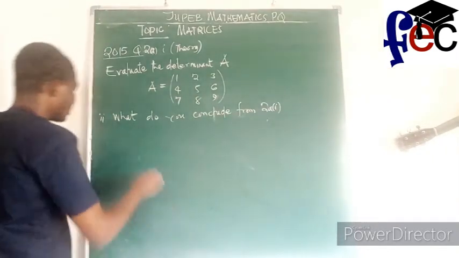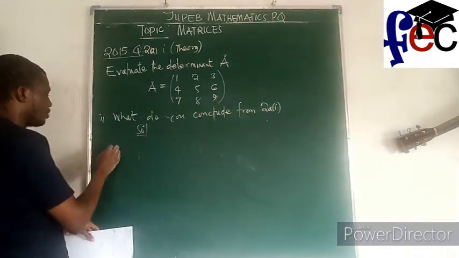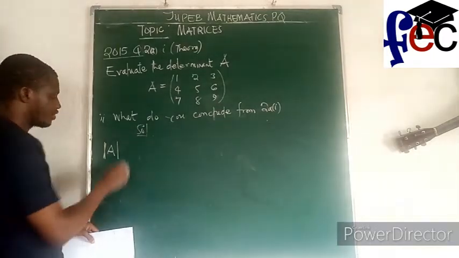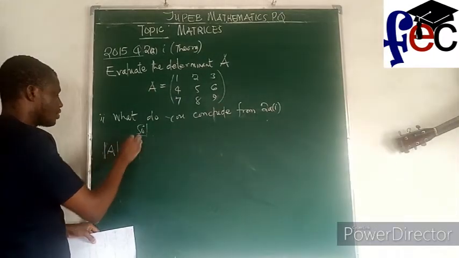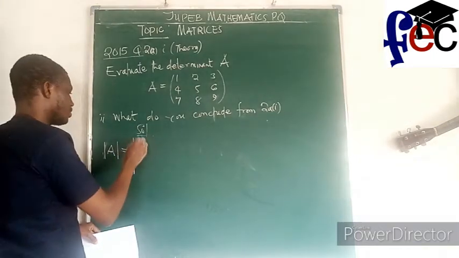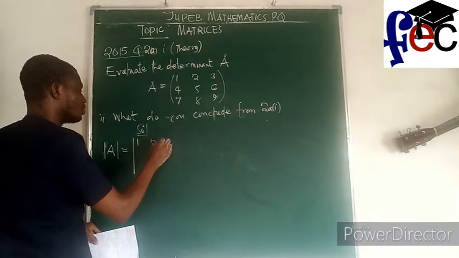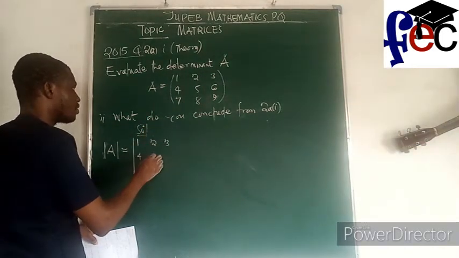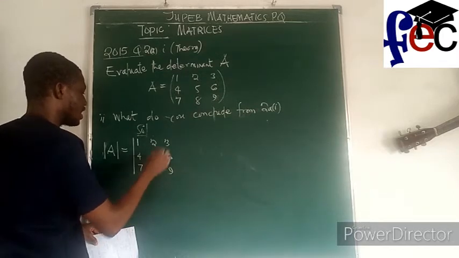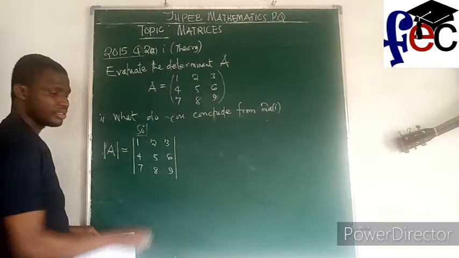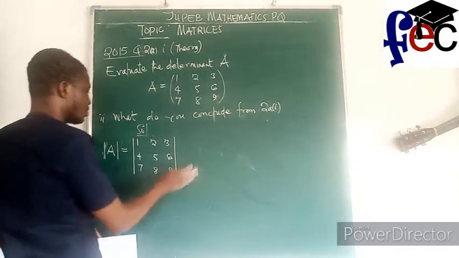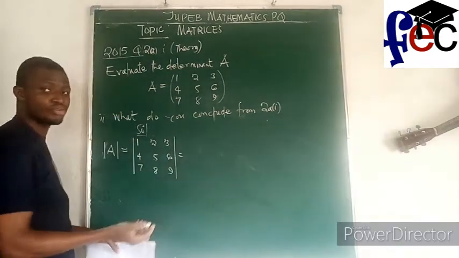Alright, so now look at the solution. So determinant of A is this. This is the determinant of A. So this will give us... don't make the mistake of making it a bracket: 1, 2, 3, 4, 5, 6, 7, 8, and 9. Don't make it a matrix. It's not a matrix again. You want to find the determinant. So what will be the result of this?